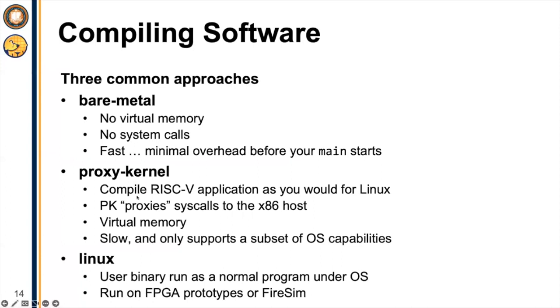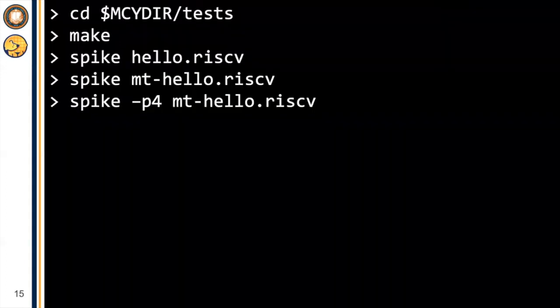There's this other thing called proxy kernel, which is a midway point between bare metal and Linux, where it's like a fake OS that proxies syscalls to the x86 host. We're still not going to use that today because it's still much slower than bare metal, and we just need the fastest possible simulations for today since we're building relatively large designs.